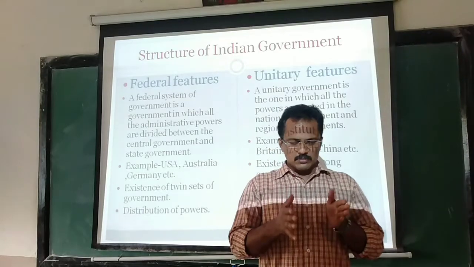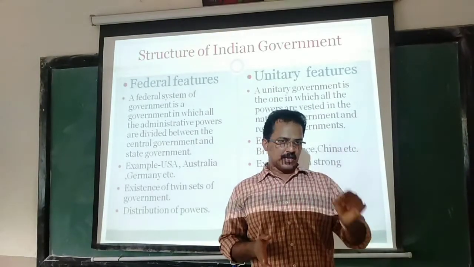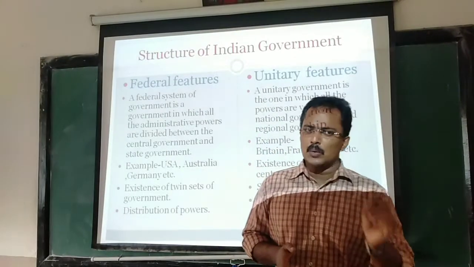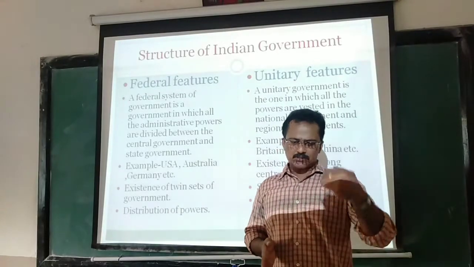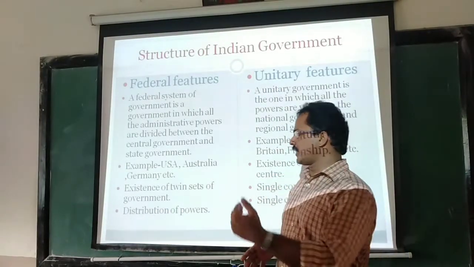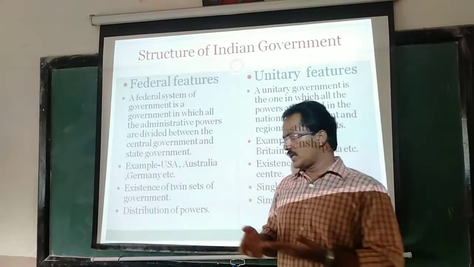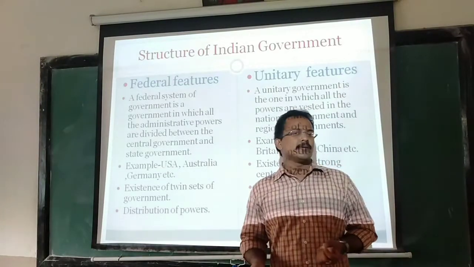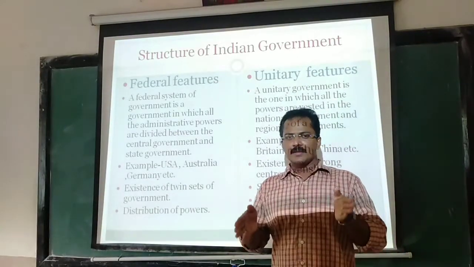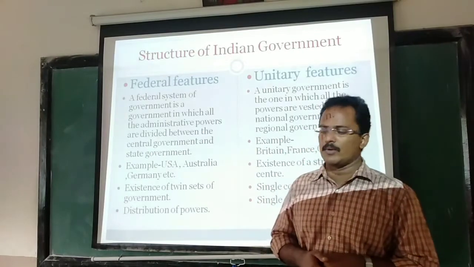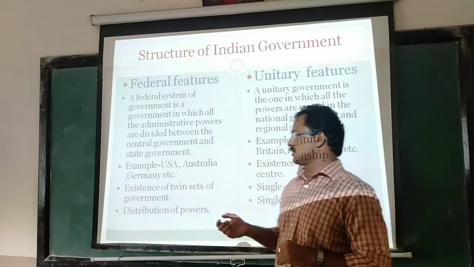In order to demarcate these powers, the constitution provides for three lists. They are the union list, state list and concurrent list. These three lists indicate which are the subjects dealt with by the central government and which are the subjects dealt with by the state government. So to avoid confusion, there is a clear distribution of powers between central government and state government.